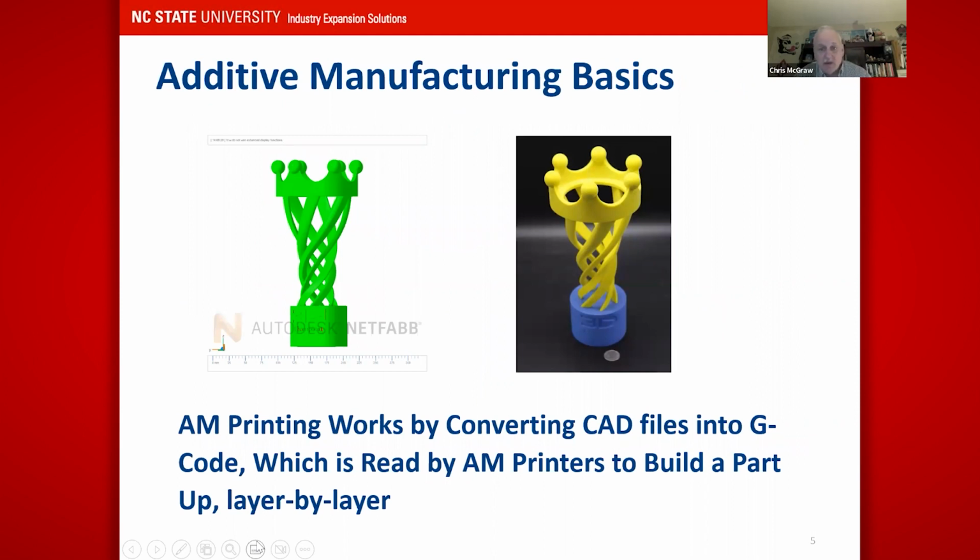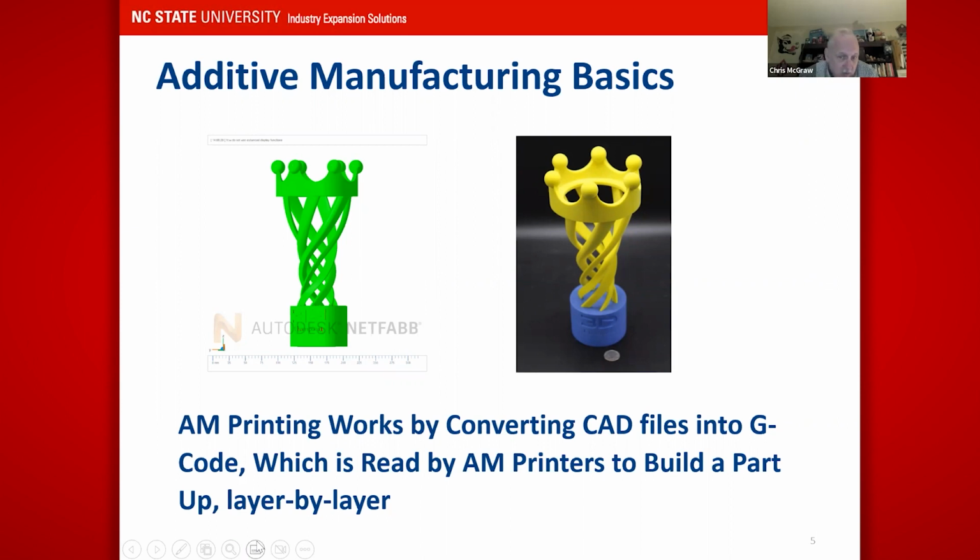Basically, somebody comes up with a drawing. This looked like a chess piece to me, so that's what I've been calling it. We have a drawing. It converts it to G code, which is what the machine would understand, which can be read by the printer, and then it builds the part up layer by layer.